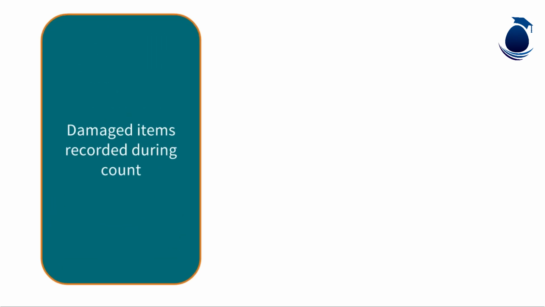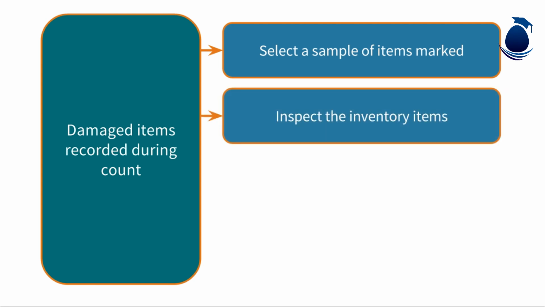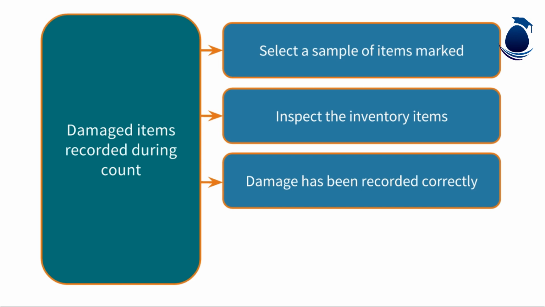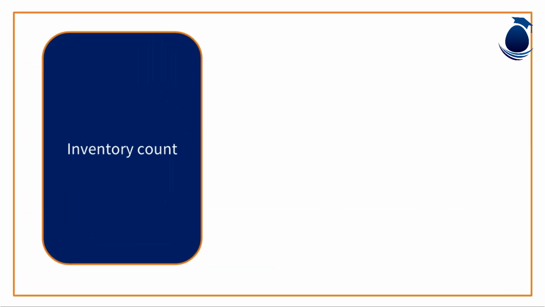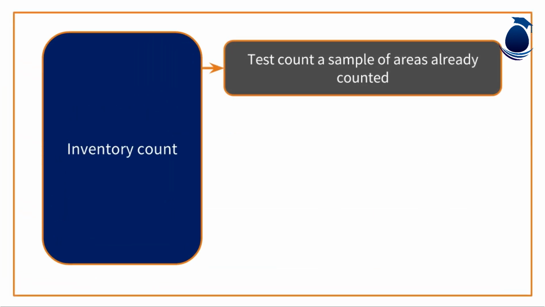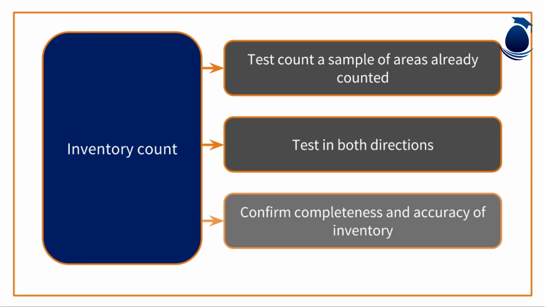For damaged items recorded during the count, the auditors should select a sample of items marked on the count sheets and inspect the inventory items. They should see if the damage has been recorded correctly. This would confirm accuracy of the inventory valuation. During every inventory count, the auditors should test count a sample of areas already counted by the count team. They should test in both directions, so select a sample and test from the warehouse to the count sheets, and then from the count sheets to the warehouse. This confirmed completeness and accuracy of inventory.